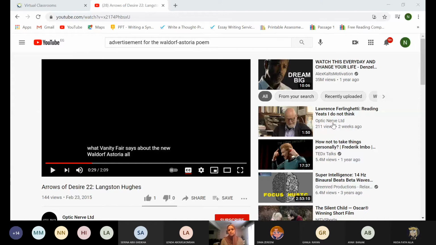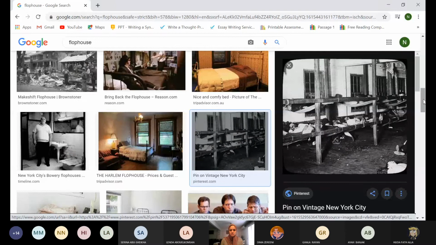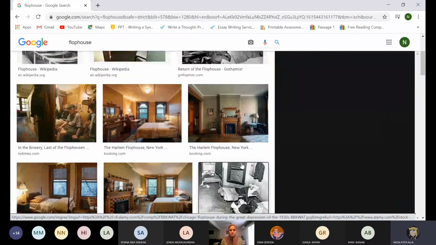This is a Flap House. You see? It is the same as a hotel, but with a very cheap price. This is a hotel. This is a Flap House, girls. Do you see it?